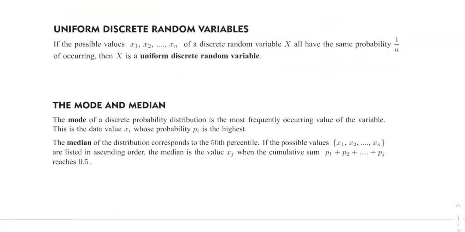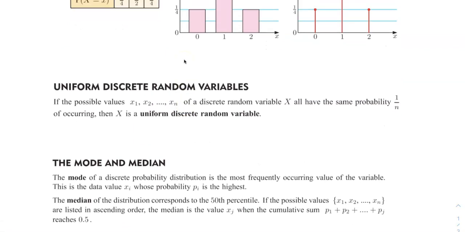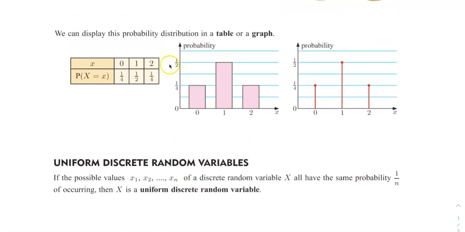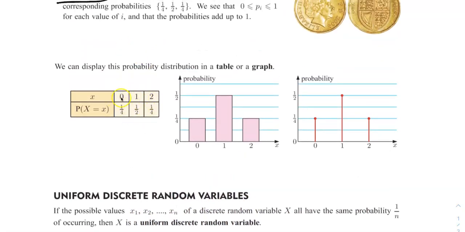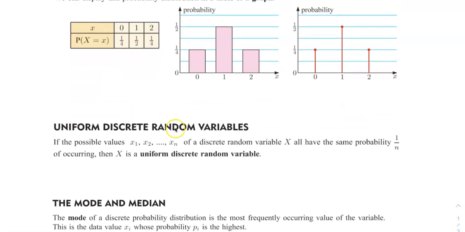Uniform discrete random variable. This just means the odds of getting any single one of them are all the same. When that happens, we call that a uniform discrete random variable. If you look at the coin example, the odds were not all the same: 0, 1, 2. But something like rolling a die, in general, the odds of getting any single one thing is 1 out of 6. So everything's 1 out of 6. That's called a uniform discrete random variable.